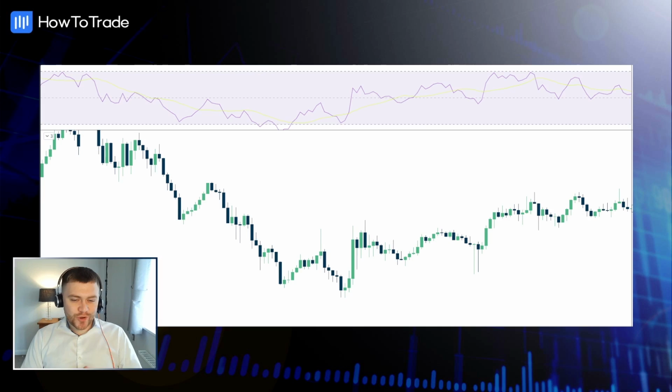Okay, so let's have a look at an example on the chart now. Actually identifying this bullish Harami pattern on a trading chart is fairly straightforward and easy.